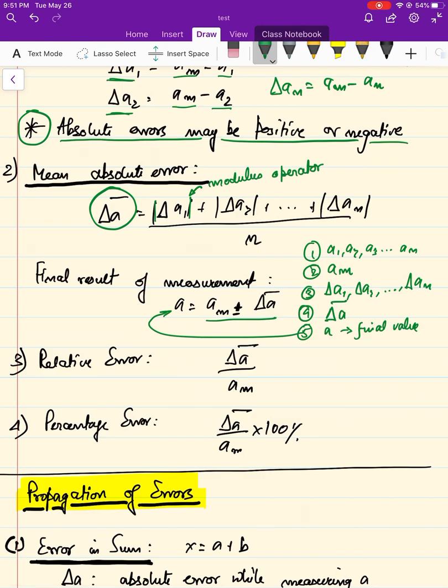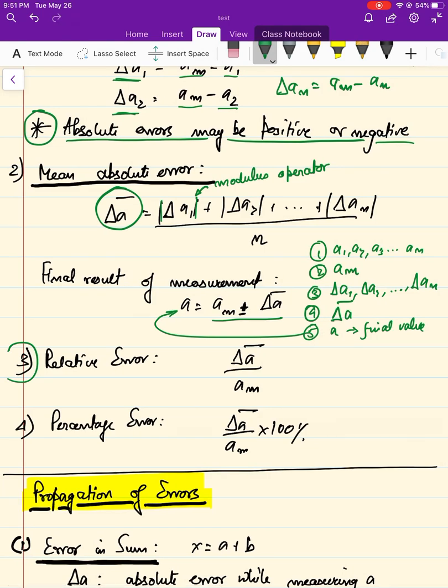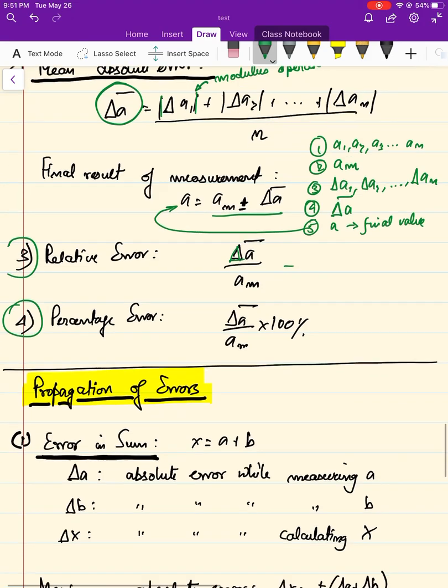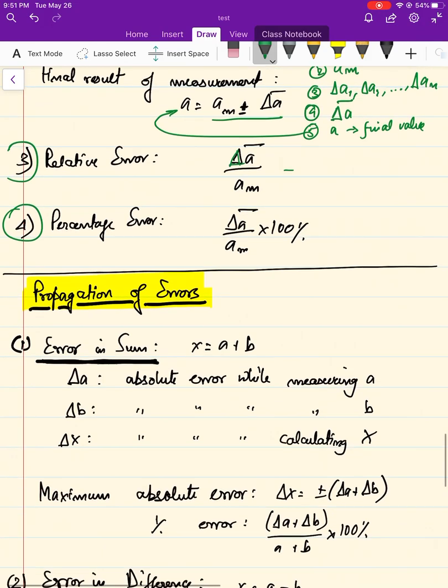Relative error is pretty simple, which is point number 3 in this case. That is the ratio of the mean absolute error with the mean value. Okay, and that is very simple. This is just for the purpose of your numericals when you're doing them. And then you have percentage error. Percentage error is simply the relative error multiplied by 100. So that will give you a percentage of how much your error is, right?